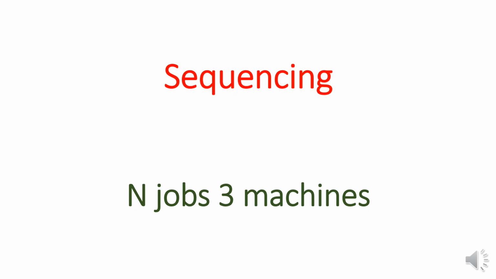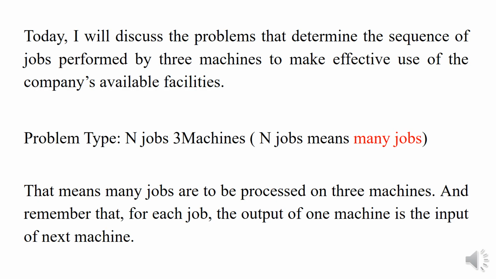Today we are delving into a critical topic in operations management and production planning: sequencing n jobs through three machines. The primary goal of job sequencing is to determine the most efficient order of tasks to minimize total elapsed time or processing time and maximize the utility of a company's facility.